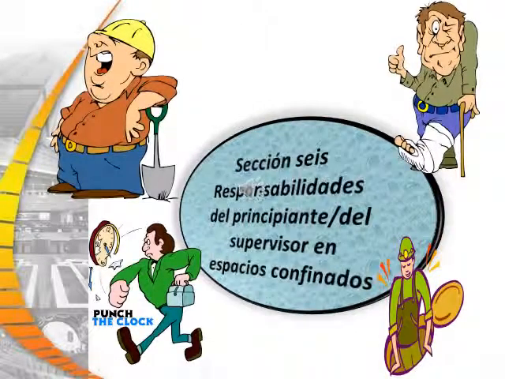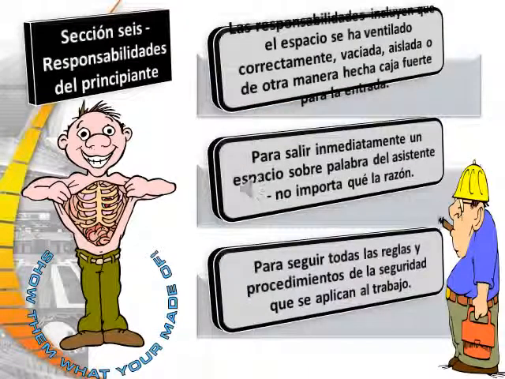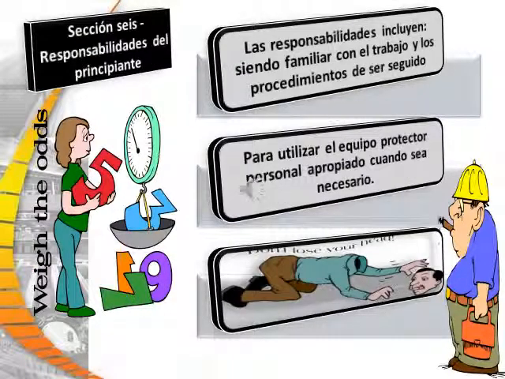Section 6, Entrant and Supervisory Responsibilities in Confined Spaces. Responsibilities include making sure the space has been properly ventilated, emptied, isolated, and otherwise made safe for entry. To immediately exit a space upon word from the attendant, no matter what the reason, and to follow all safety rules and procedures that apply to the job. Responsibilities also include being familiar with the job and the procedures to be followed, using the appropriate personal protective equipment whenever necessary.